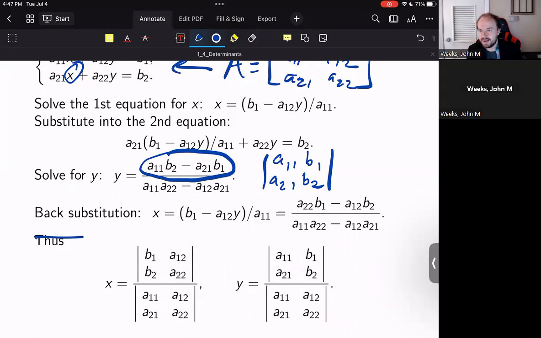It's kind of like you're dividing by the determinant of the coefficient matrix, but the numerator is the same coefficient matrix. You just replaced the second column with the vector b. So b1, b2 replaces the second column of the coefficient matrix. X, the same thing, except this time b is replacing the first column. Neat little formula there that might help us out in the future.